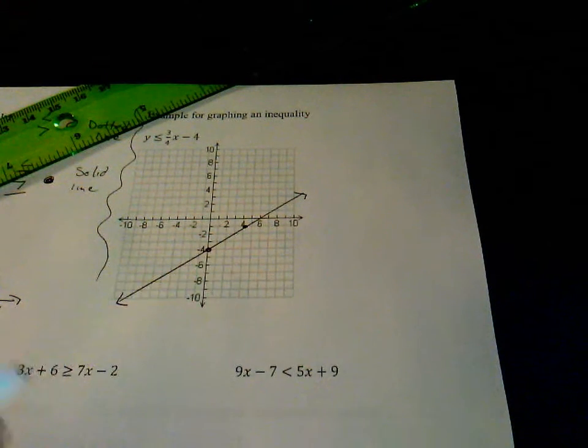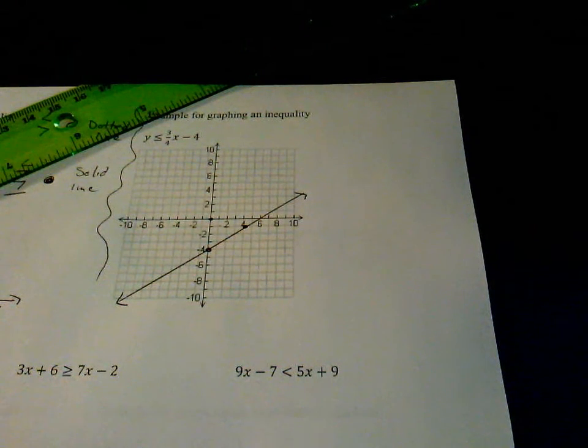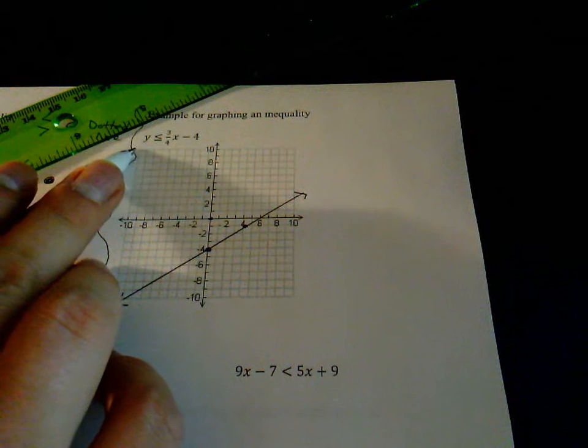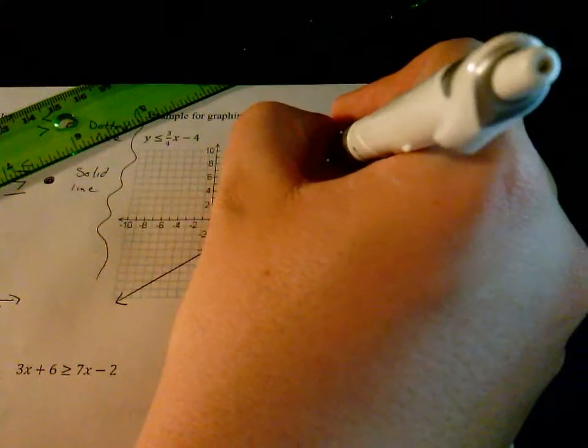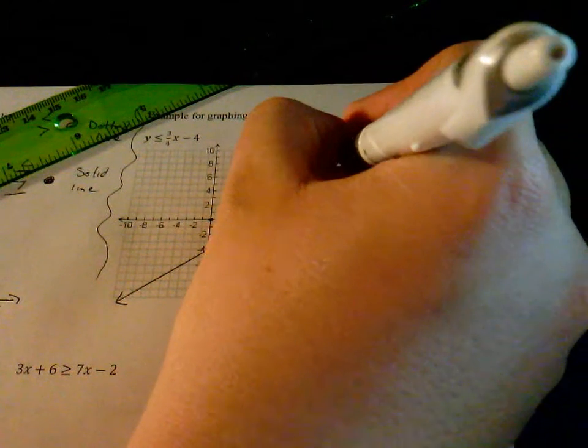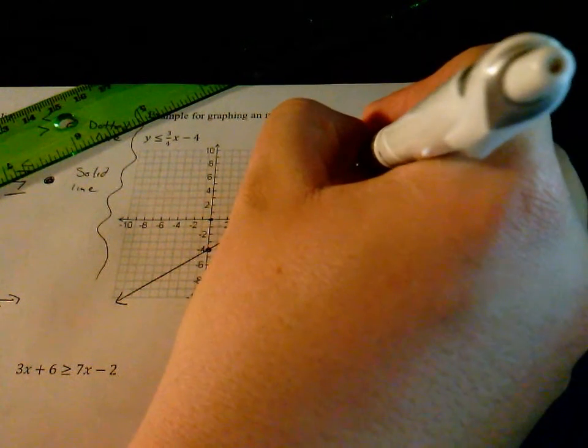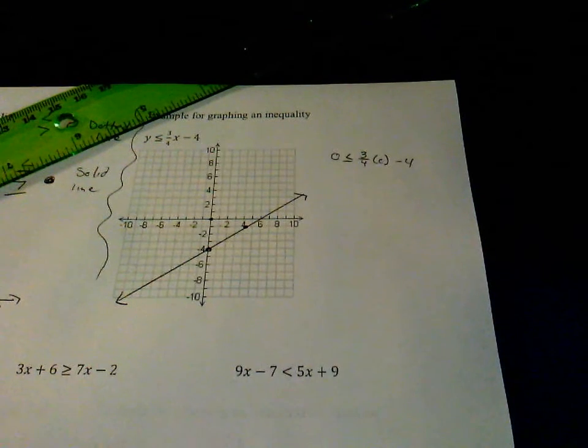Now, I always tell you guys to use the test point, and the test point is always right there at the origin, (0, 0). Technically, what's happening is you're plugging in the 0 for the y and the 0 for the x. Let me show you what that means. So instead of y you write 0, instead of x you write 0. That's what I mean by that. You would solve that and see what it reduces down to.